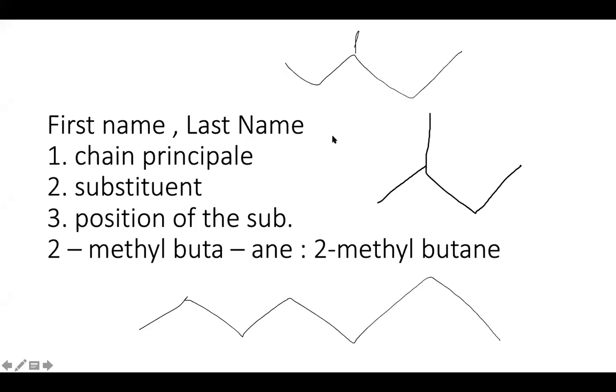So what I'm trying to say here is you can start from wherever. For a chain that is linear, you can start from this side, 1, 2, 3, 4, 5, 6, 7, or 1, 2, 3, 4, 5, 6, 7. C'est la même chose. Now, it changes because we are looking at the shortest possible distance to reach the position of the substituent. Now, in this case, la chaîne principale is 1, 2, 3, 4, 5.